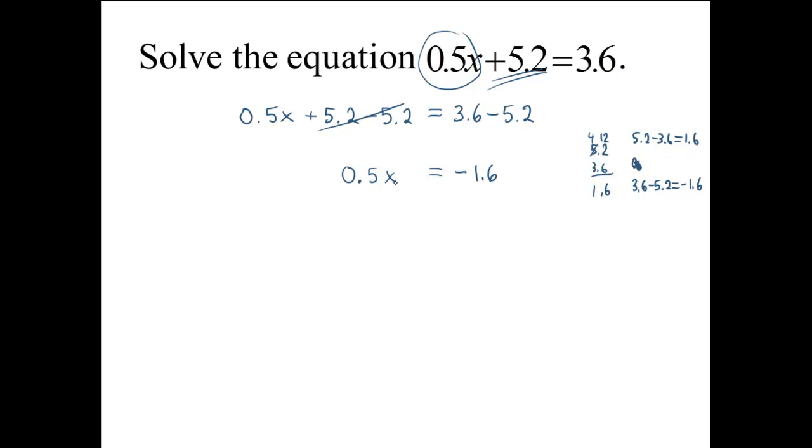Now we have the number 0.5, that's the coefficient multiplied here to the x. To solve for x, we divide by that very same coefficient, 0.5. So we have x equals negative divided by positive is negative, and we can double check in our calculator that 1.6 divided by 0.5 is 3.2. So the solution is x equals negative 3.2.